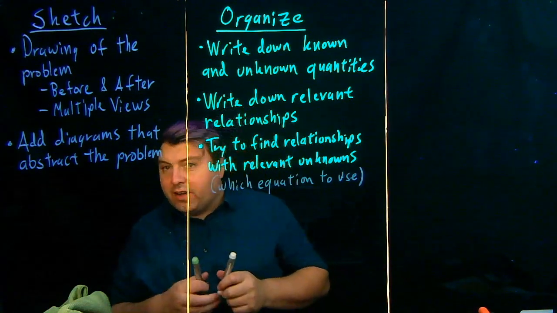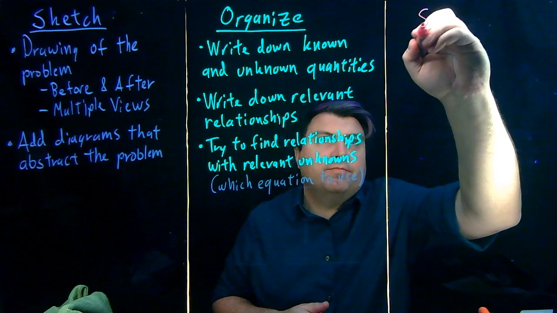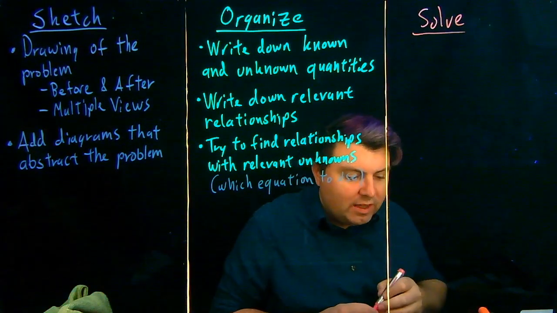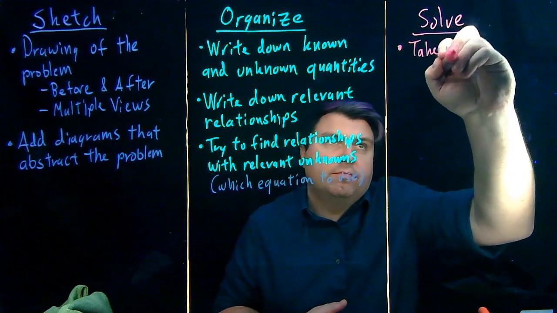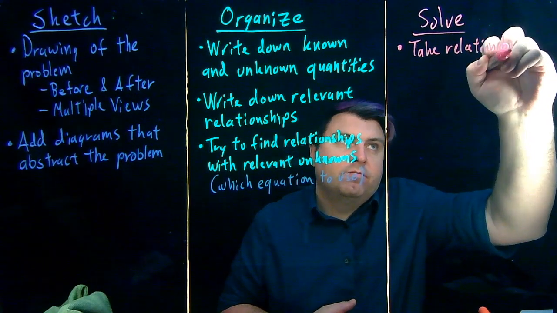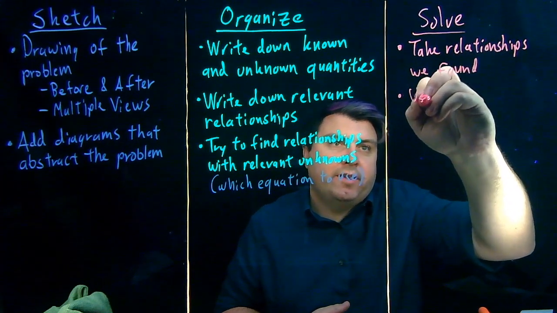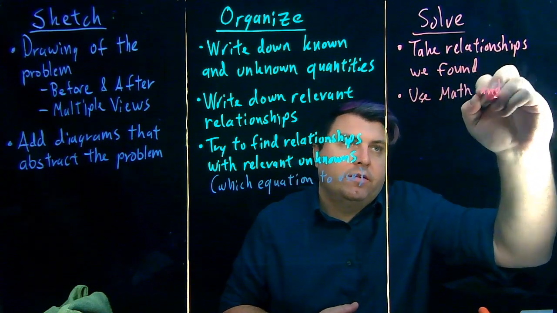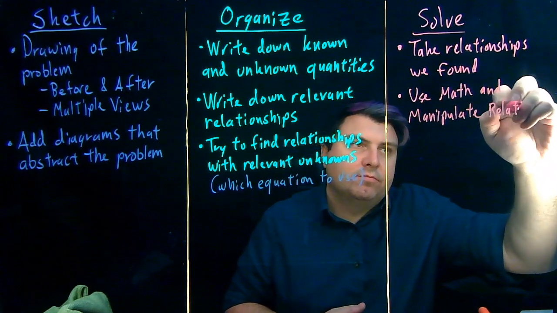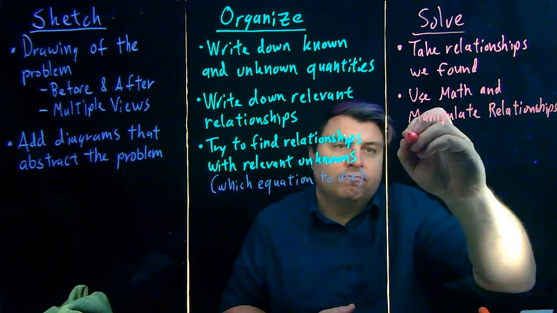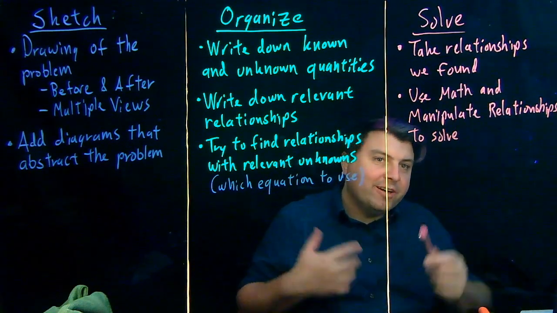So if we've done all that, then we've organized ourselves quite nicely, and we can go into this third step, our solve step. As we do the solve step, we are going to take the equations from our organized step and we're going to use math and manipulate the relationships to solve. What's nice is we have done this before in other classes.